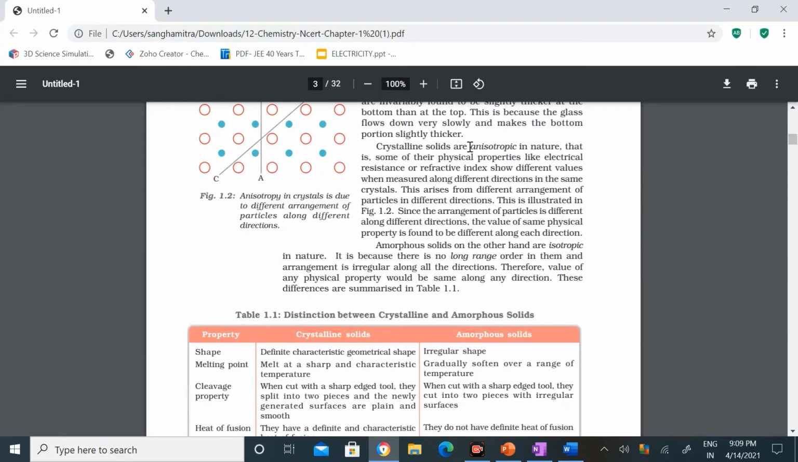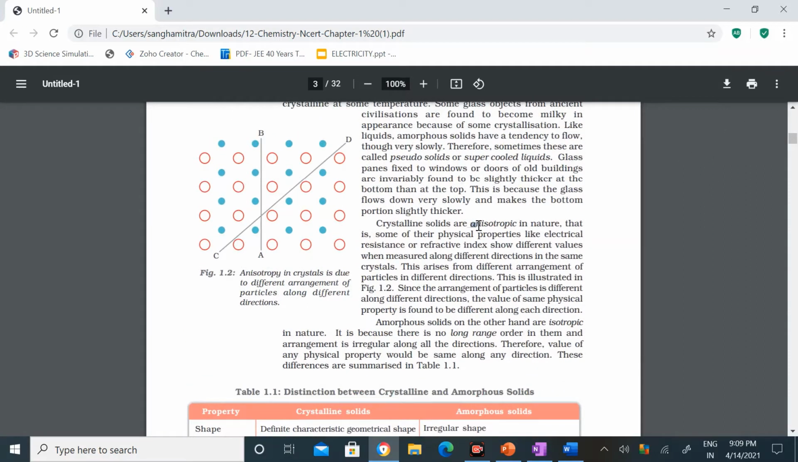Another very important property we are going to discuss now is anisotropic nature. Before discussing it, come to this point. I hope you all have NCERT; look at NCERT figure number 1.2. This is an arrangement of atoms in a crystalline solid, and the arrangement is very regular throughout the crystal. Whatever arrangement we find at the beginning of the crystal, we will find till the end of the crystal. Right?